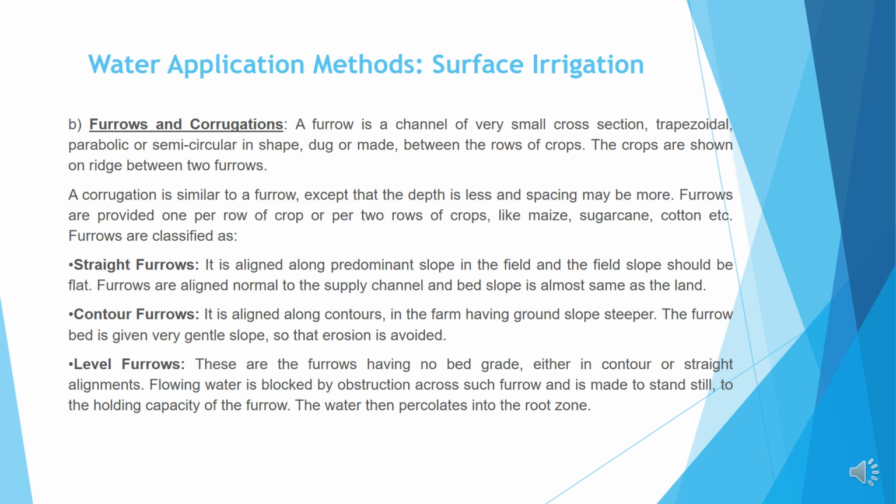Straight furrows are aligned along the predominant slope in the field, and the field slope should be flat. Contour furrows are aligned along contours in the farm, having ground slopes steeper. Level furrows are furrows having no bed grade, either in contour or straight alignments. Flowing water is blocked by obstruction across such furrow and is meant to stand still to the holding capacity of the furrow.